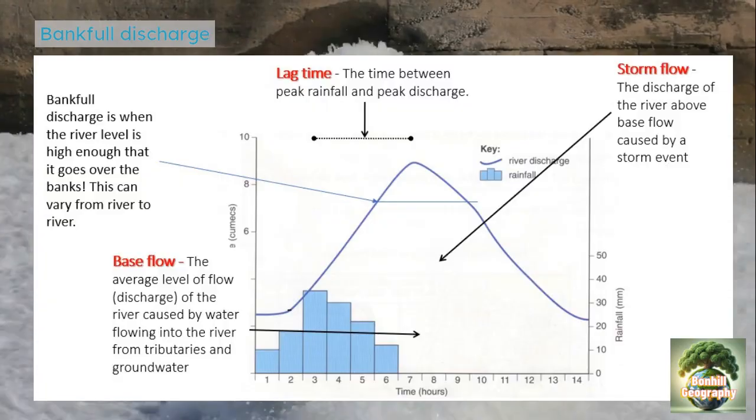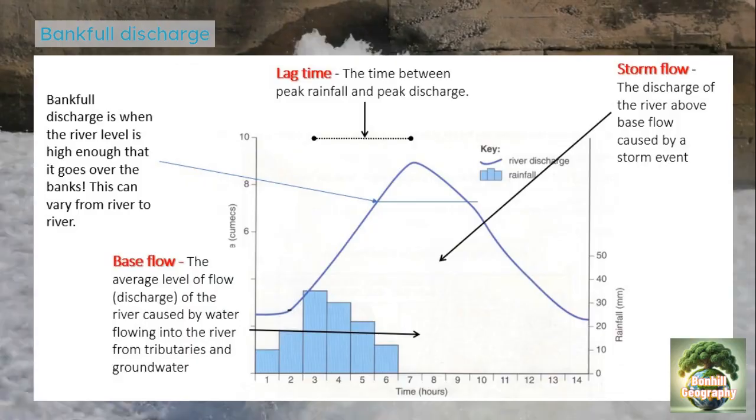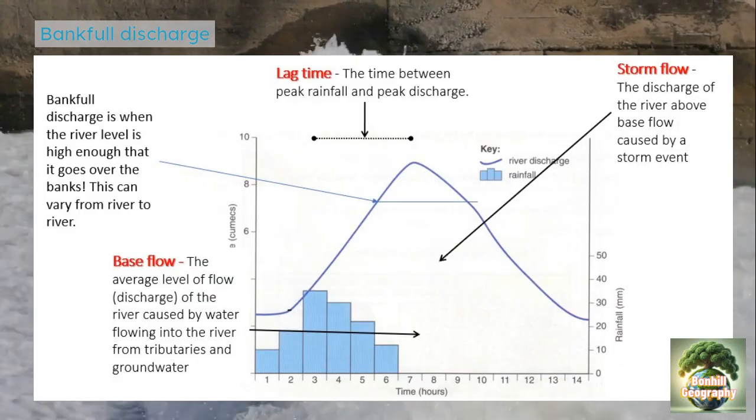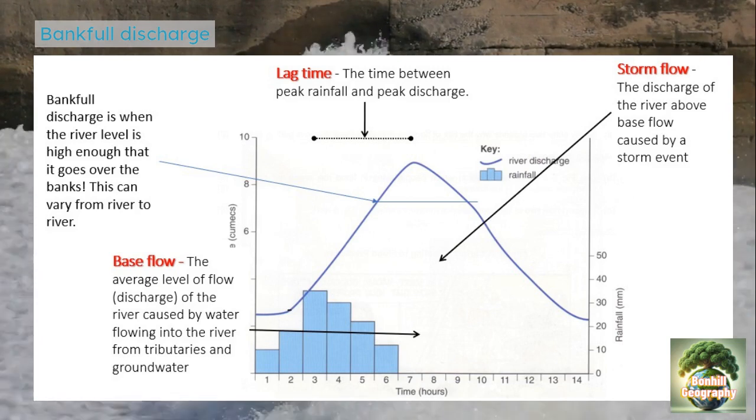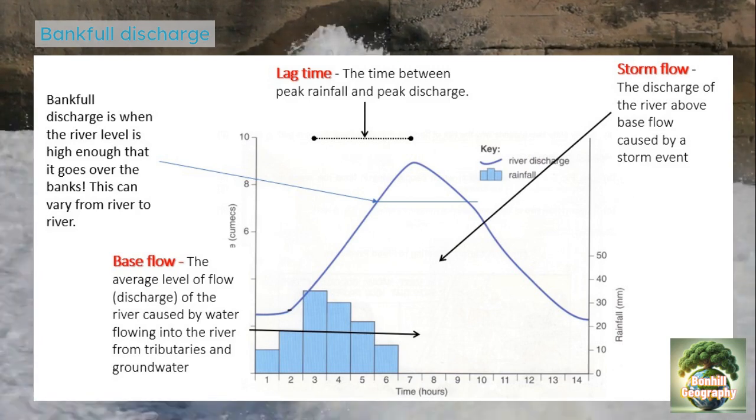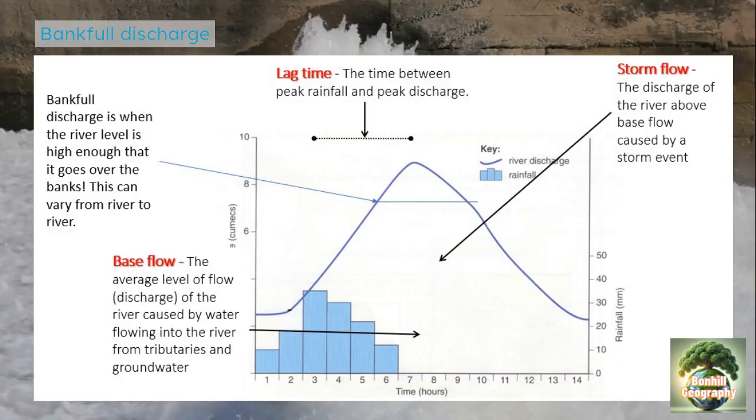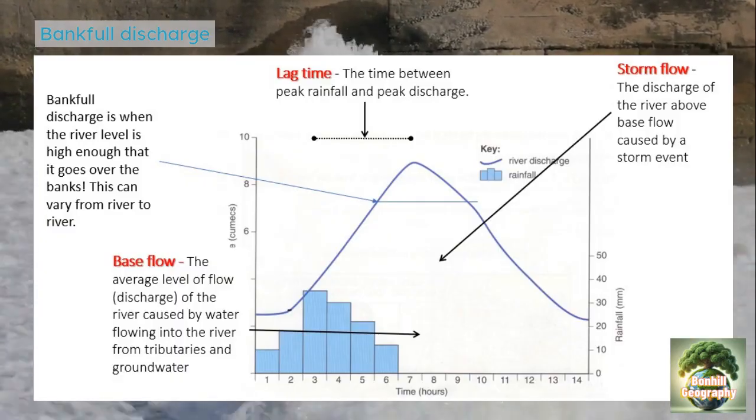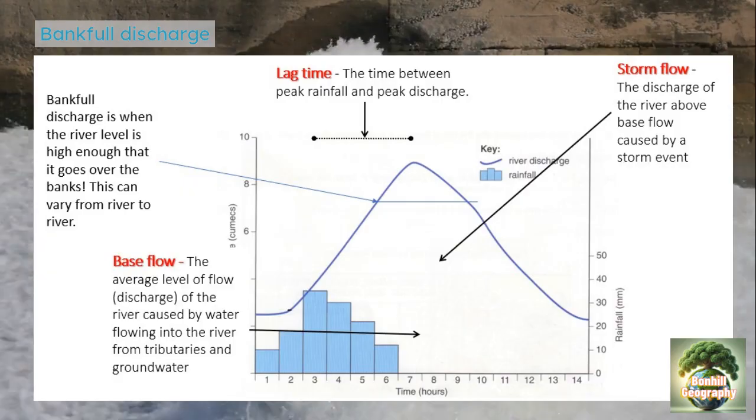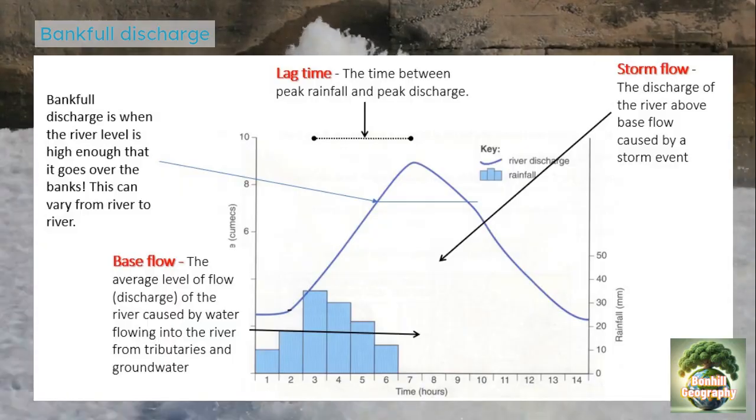Lastly, we have bankfull discharge. As indicated by the diagram, this is when the river level is high enough that it goes over the banks. Now, I've put a temporary line on here, but the bankfull discharge varies massively from river to river. For example, if the river's been altered by human activity and embankments have been put in place, the bankfull discharge will be much higher, meaning that it can hold more water before a flood. If there's been no alteration to the river, and the river is quite shallow, the bankfull discharge will be significantly lower and the flood could be even worse.